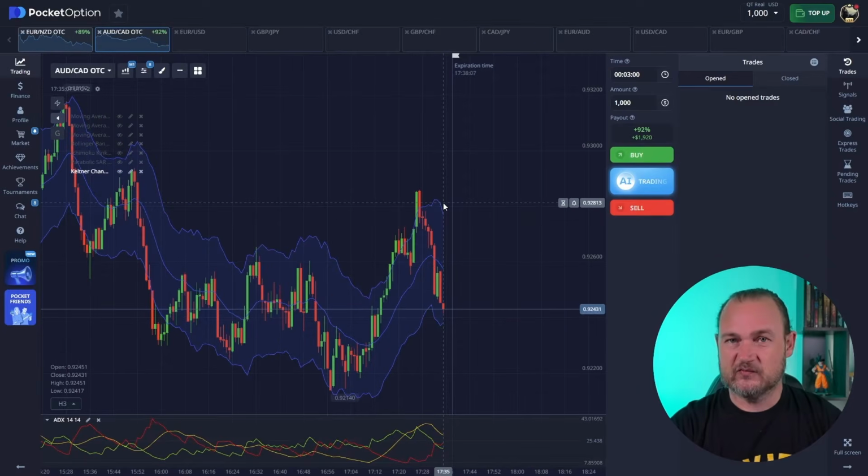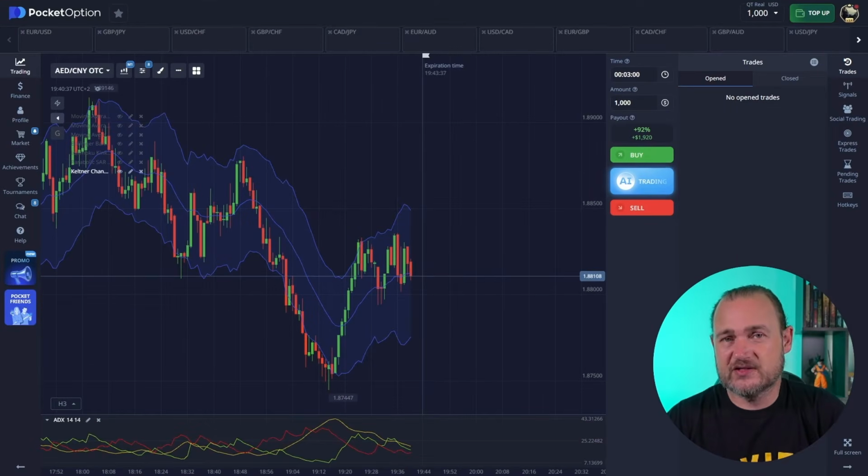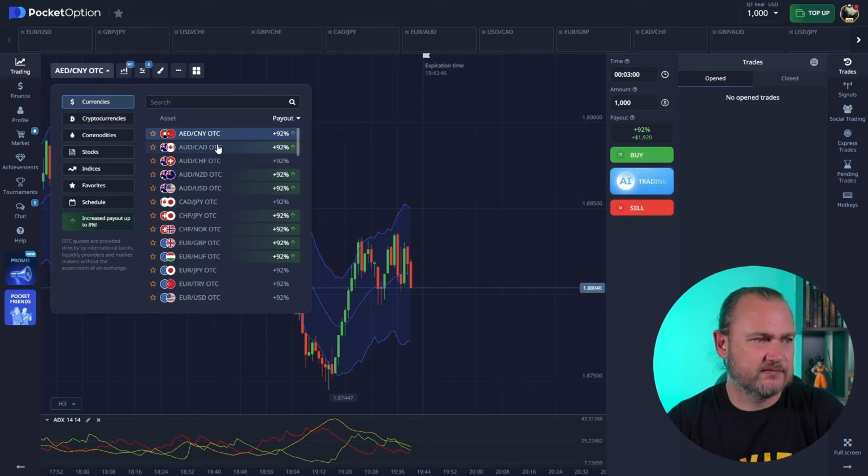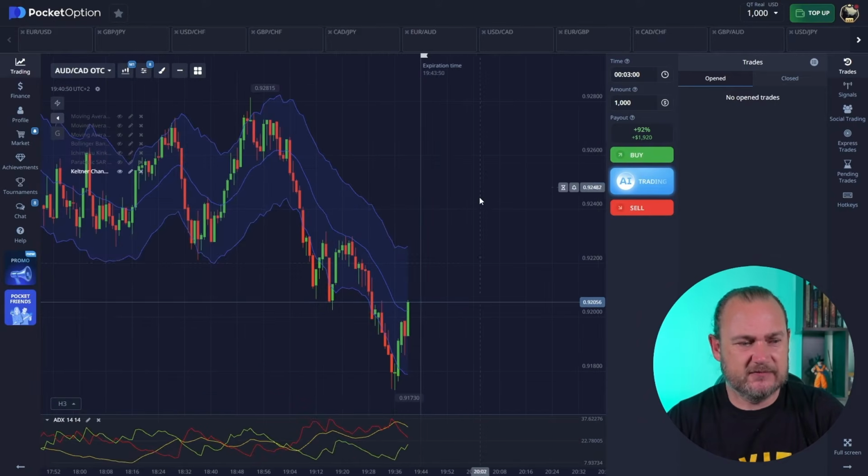Now that we've got our platform all set up, we are ready to go looking for some trades. We're going to start hunting some trades, and we're just going to flip through some assets and see if we can pick up something using the Keltner and the ADX. We're just going to go through the list and see if there's something that's firing.